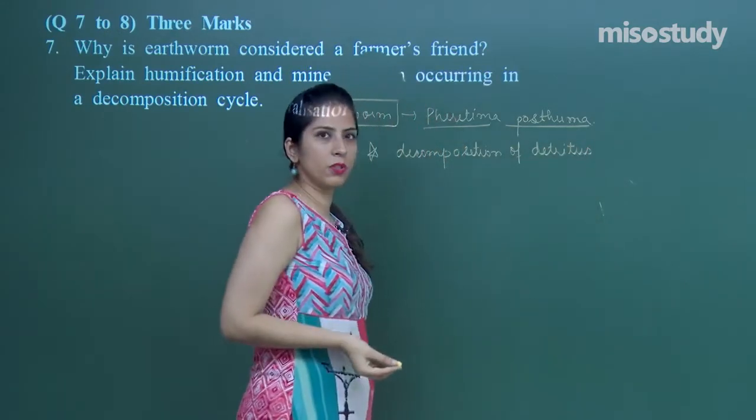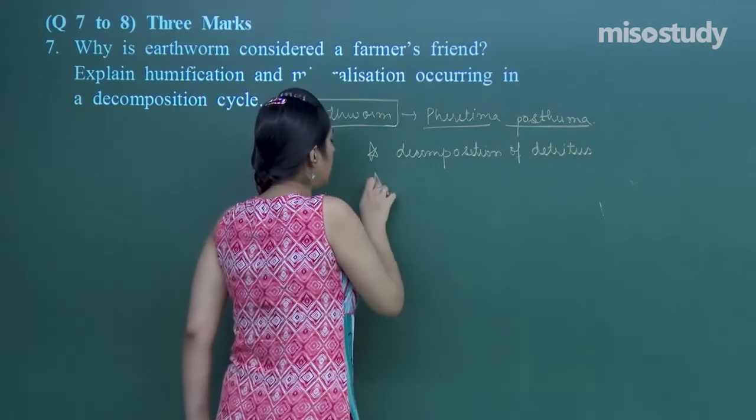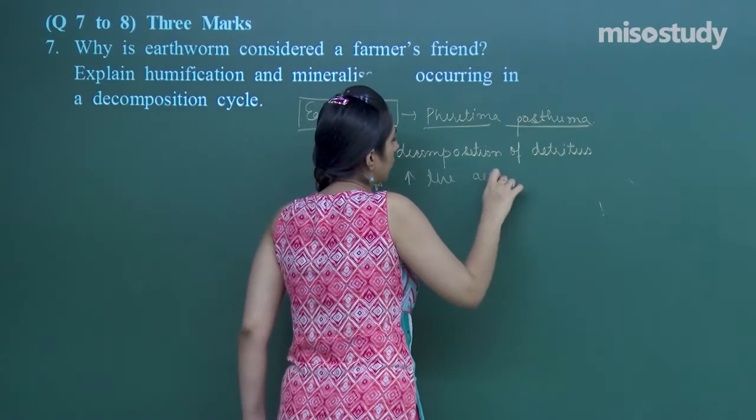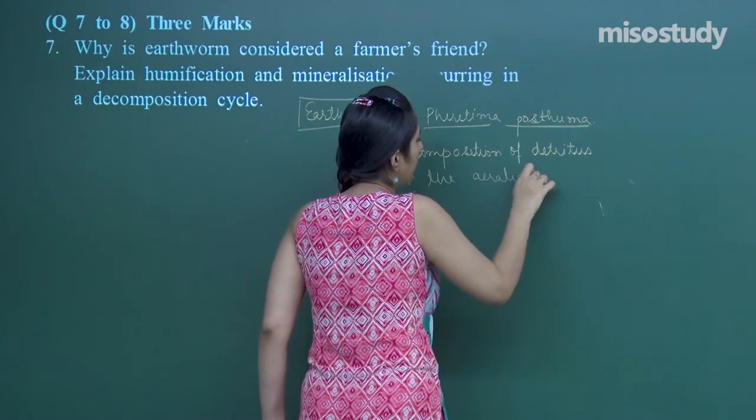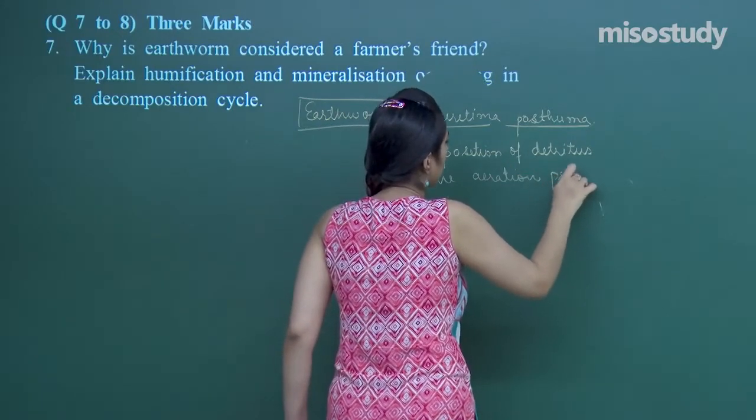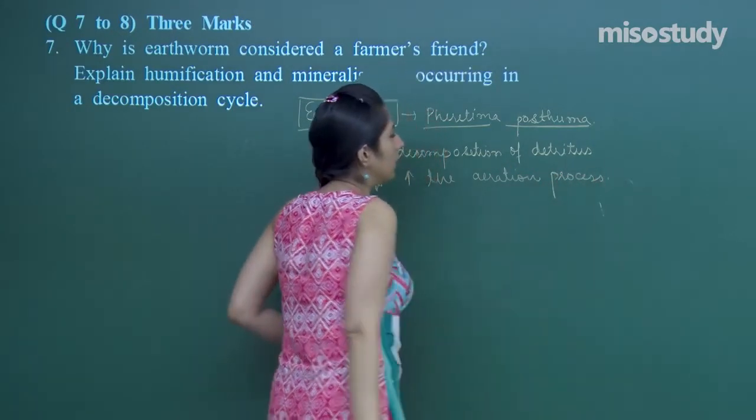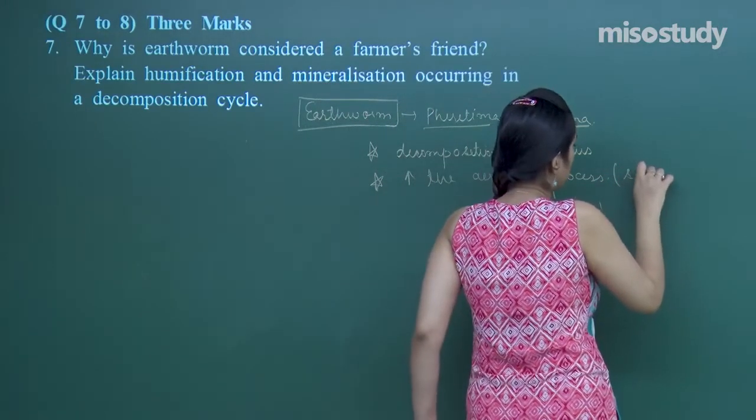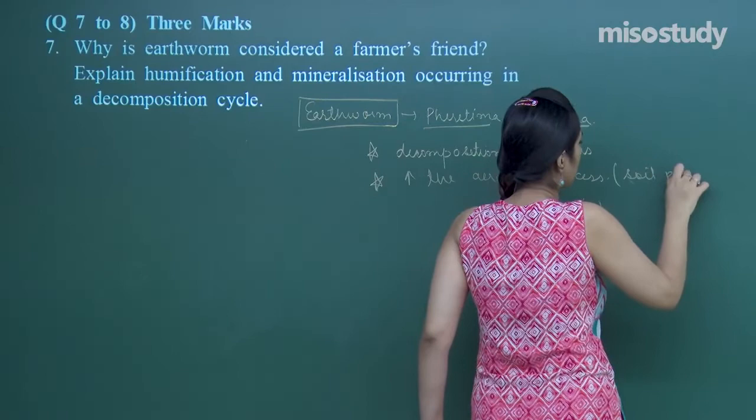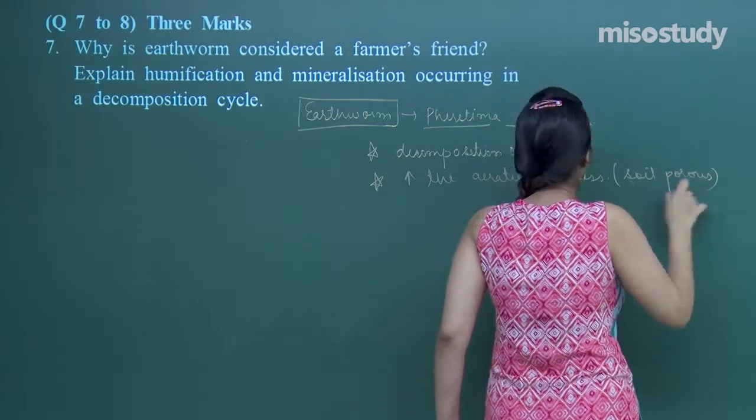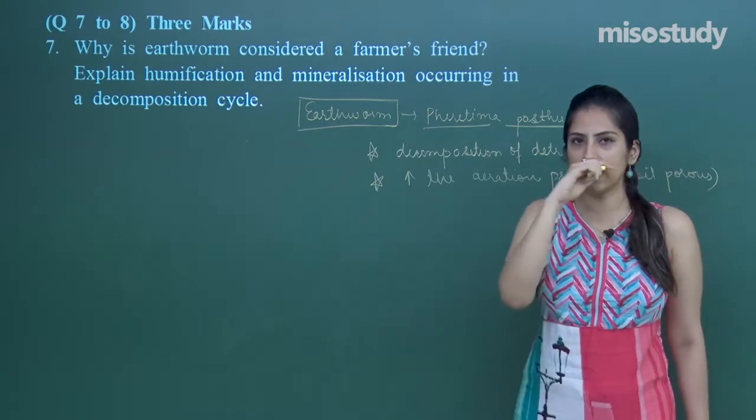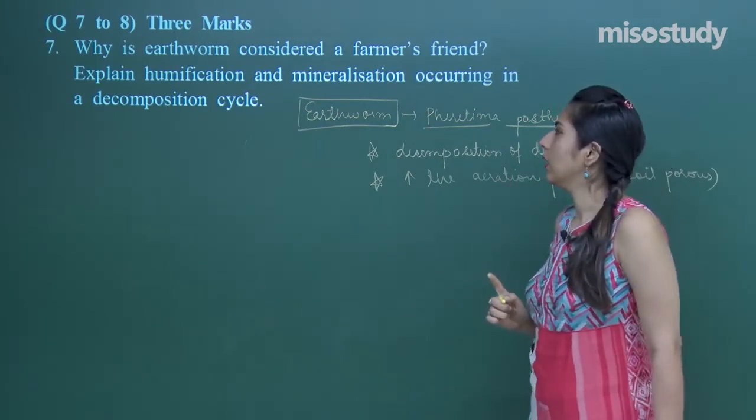Help in decomposition of detritus. Second, they increase the aeration process, because they make the soil porous. They make the soil porous. That's why earthworm is considered a farmer's friend.